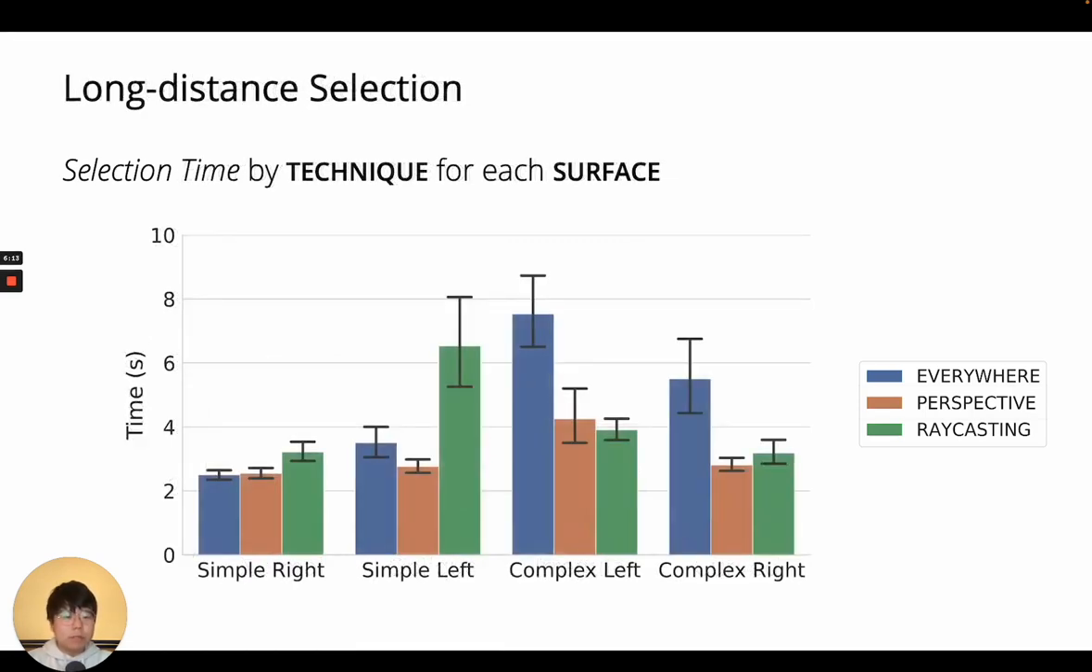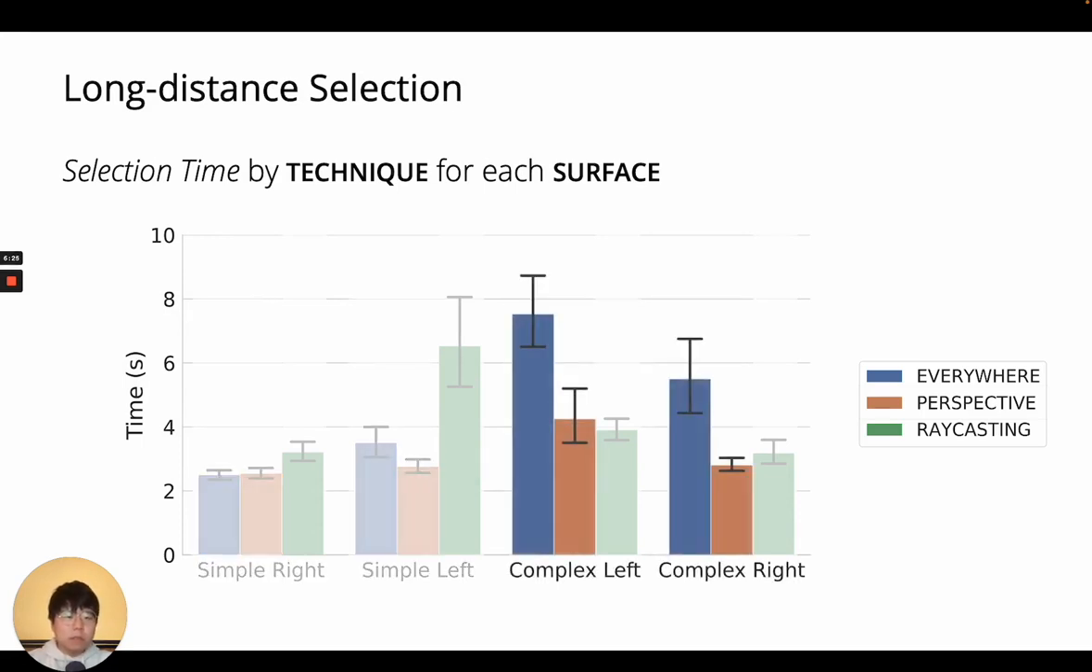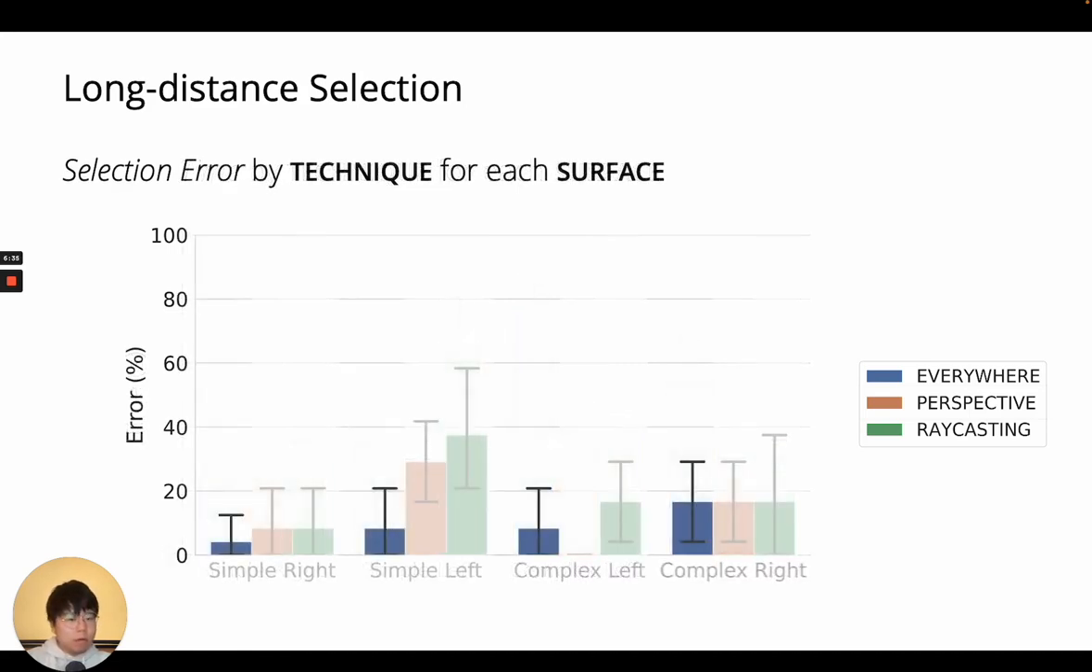Next, we have the results for long-distance movement. Here, everywhere cursor and perspective cursor were equally fast when the surface geometry between the targets was simple with few obstacles. But with the complex condition, everywhere cursor was significantly slower, taking almost twice as much time as the other techniques. However, everywhere cursor was overall significantly more accurate than the other two.